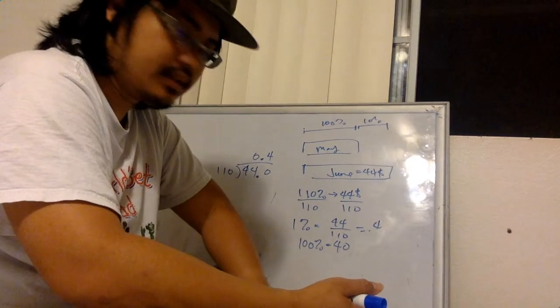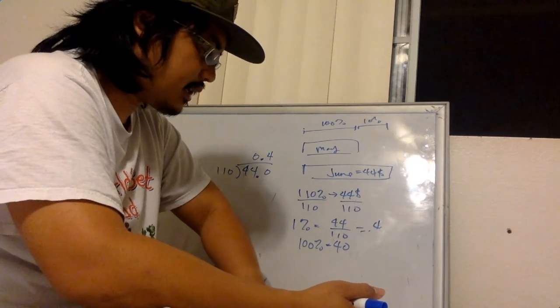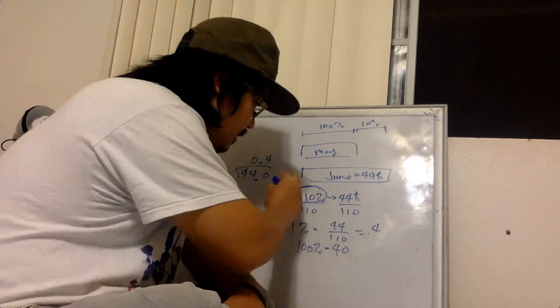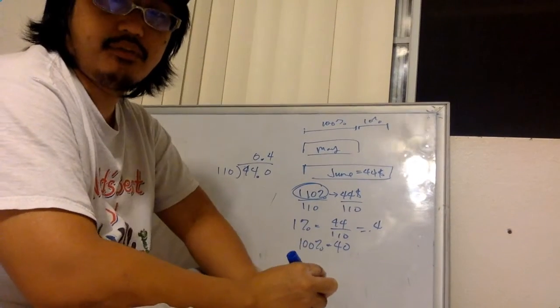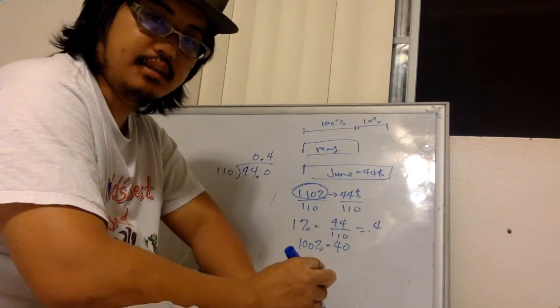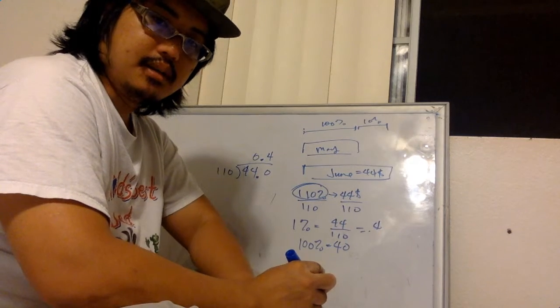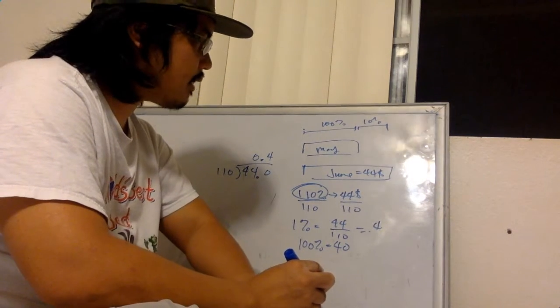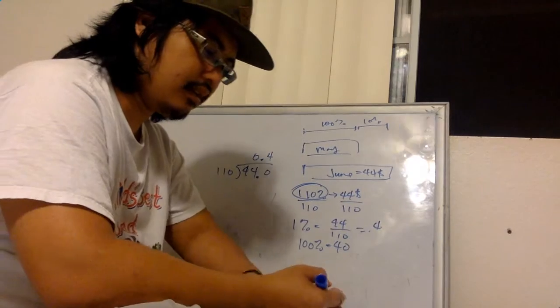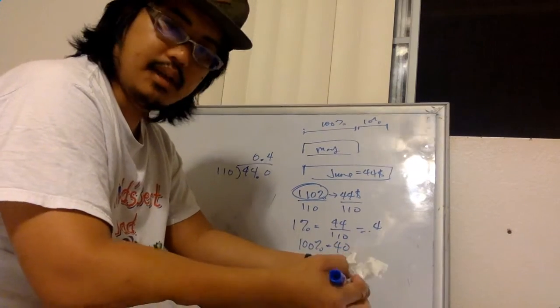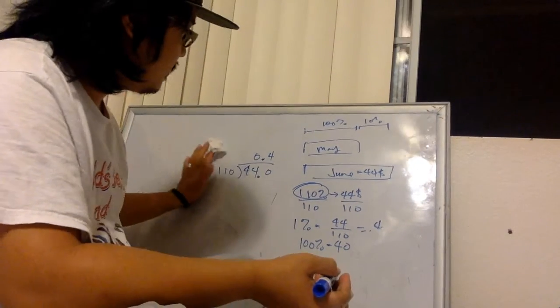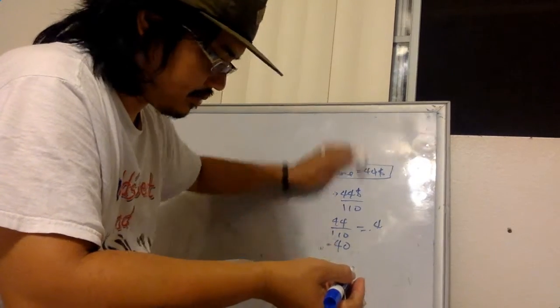I think the trick to this problem is realizing that it's 110% that equals 44, not just 10% that is equal to 44. A good way to do this is to draw out the picture, and then you'll see how these things relate to each other. All right, let's try this next problem.